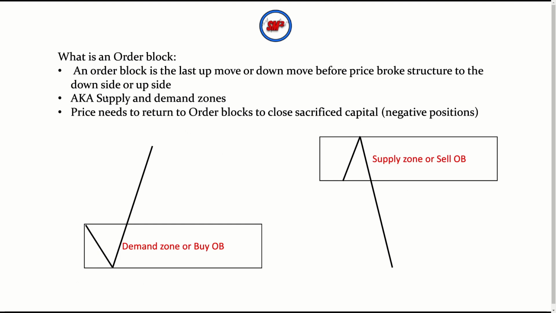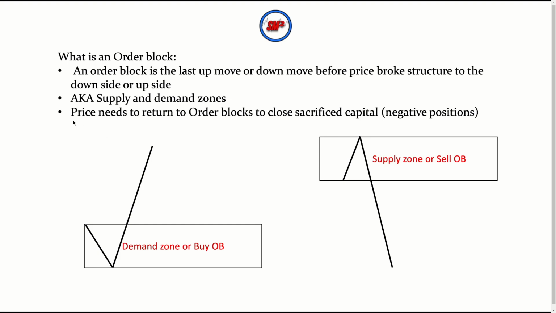And order blocks are also known as supply and demand zones, right? So a supply zone is otherwise known as a sell order block, and a demand zone is otherwise known as a buy order block, right? So it's good to familiarize yourself with these terms, because I will be using them interchangeably, and it's good for future reference. If you're watching different videos, different YouTubers, it's good to know what a demand zone is. Same thing as buy order block. Supply zone, same thing as sell order block, right?